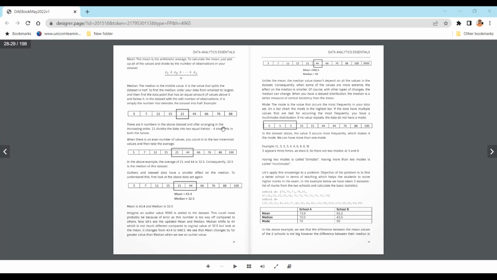So here, if you see in this example, how many values are there? This is the median. Now, if you see the first example here, you can see my cursor moving, right?